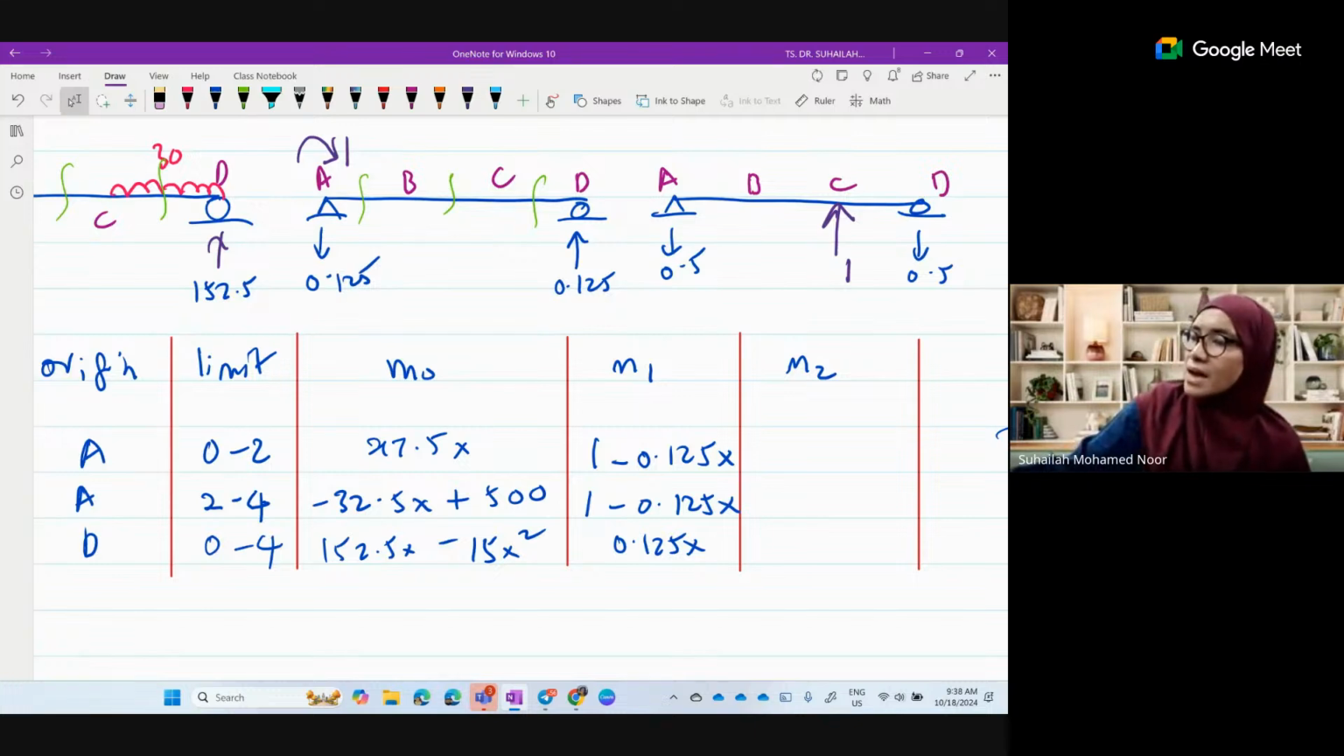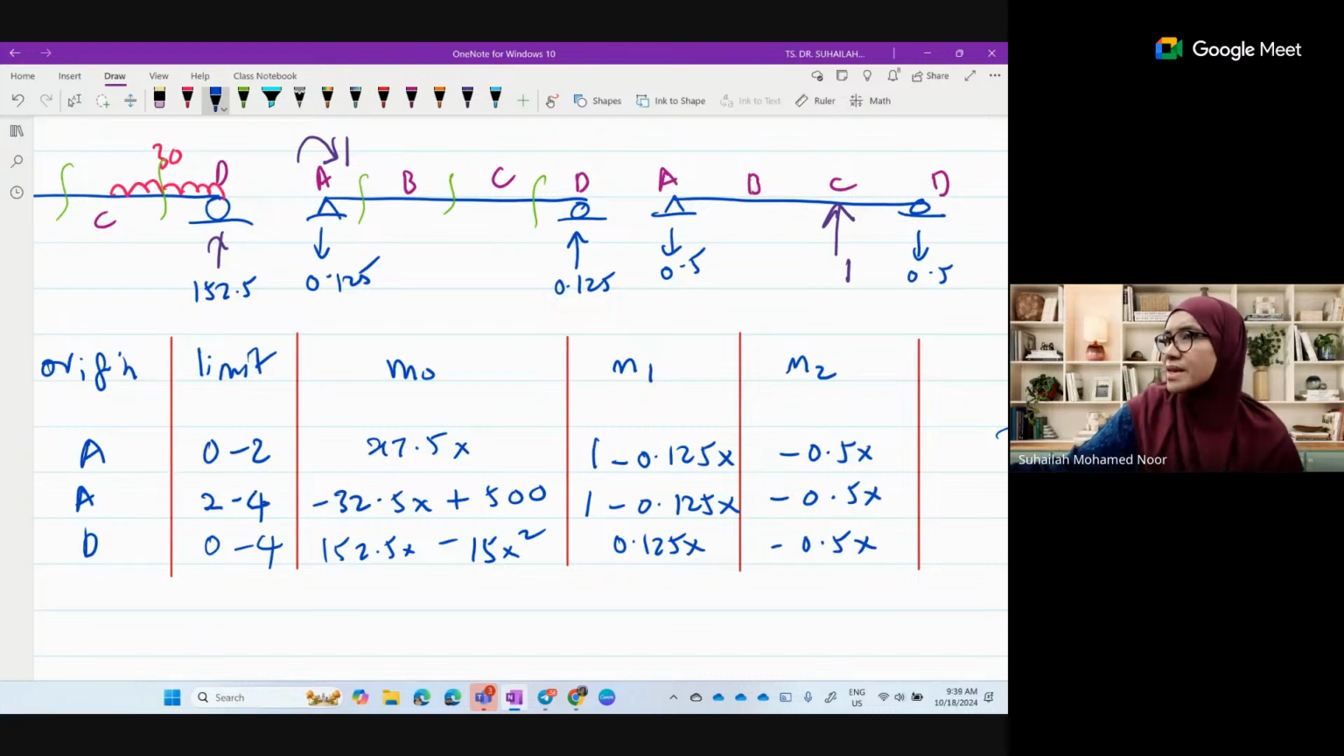Now M2. M2 also has the same equation for AB and BC, right? So it is negative 0.5x. Correct? This is negative 0.5x, this also negative 0.5x. And CD also negative 0.5x. Please check. Okay, if not confident, you have to cut the section and draw the section. That's fine, for a start do all the sections first to visualize. Practice often until we can do it this way, and we can settle quickly.